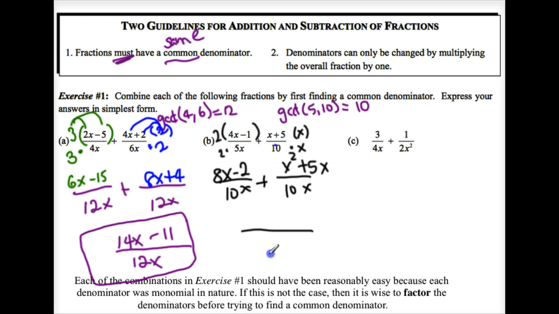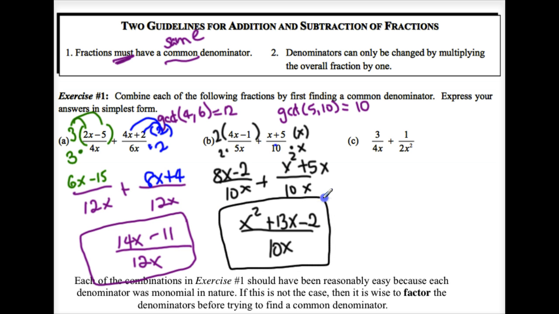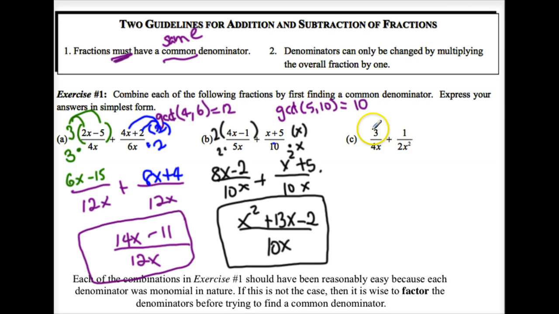Let's combine like terms. I know the bottom is going to be 10x. I only see one x squared, so I'm going to write my x squared. What's 8x plus 5x? That is 13x. And then the minus 2, nothing has it in common. So this will be my final answer. Alrighty, moving on to C.